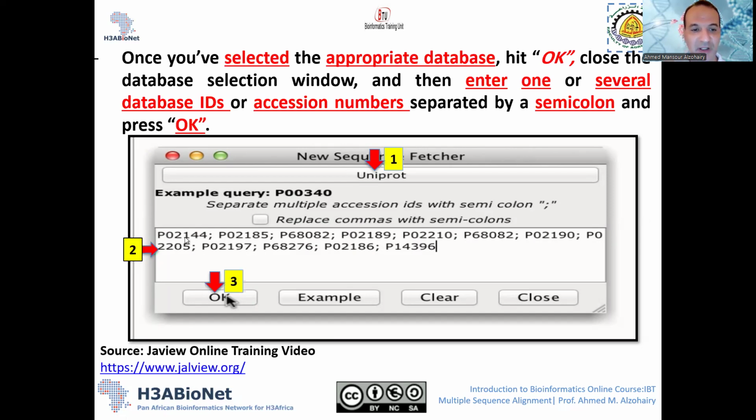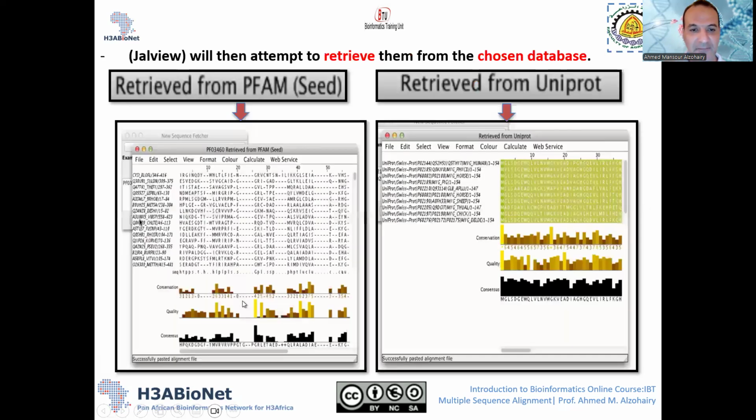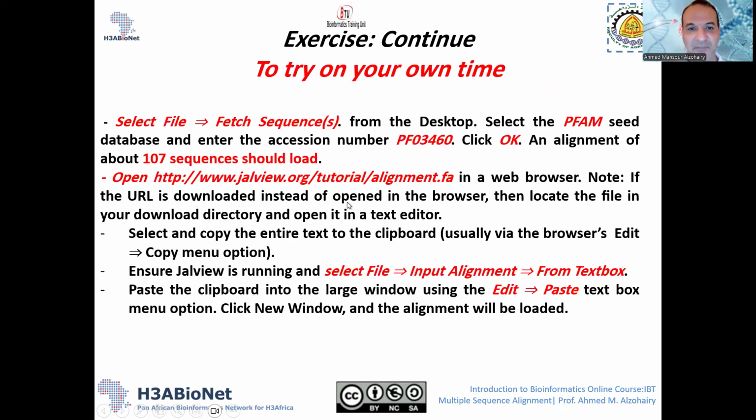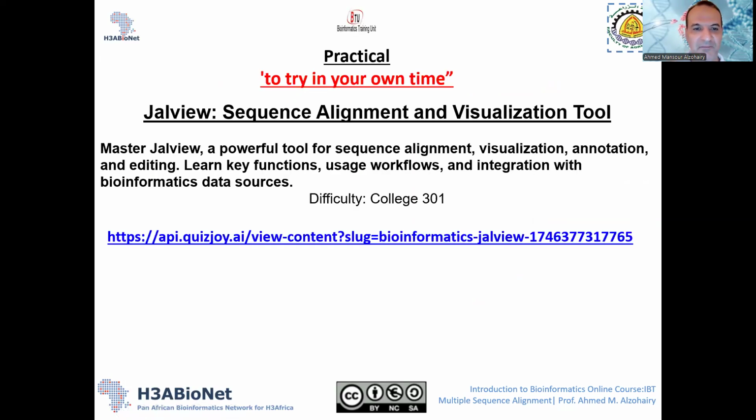After you put in the accession numbers for the sequences you would like to align, just press OK, and then of course you can get them. You can get your sequences from any database available in Jalview, as we can see. You can try this exercise in your own time, and this will help you to understand that part of loading sequences in Jalview. I hope you can also do some practice using that link.